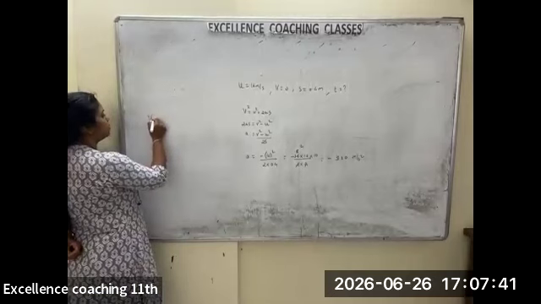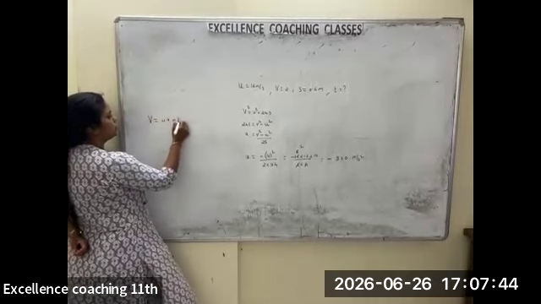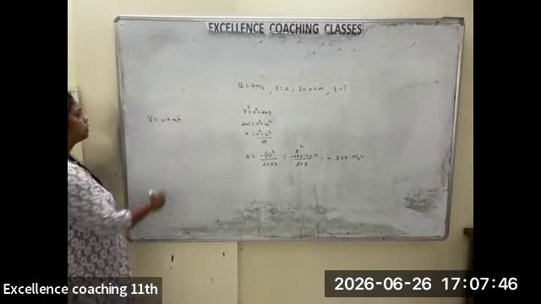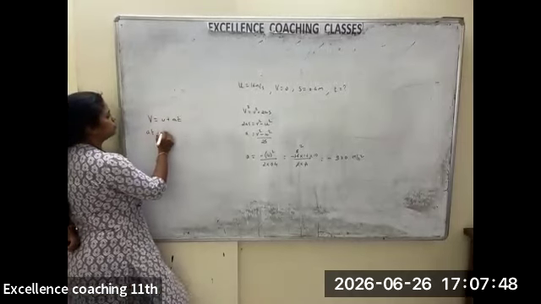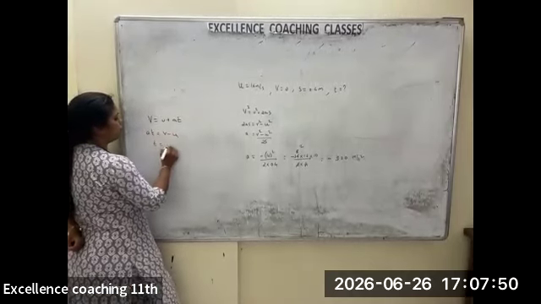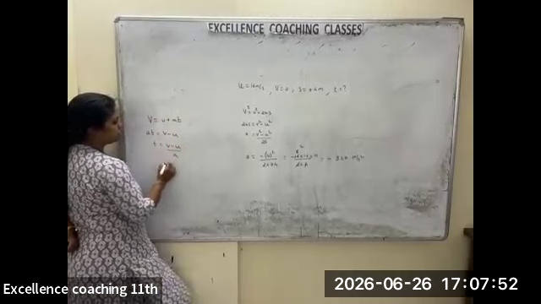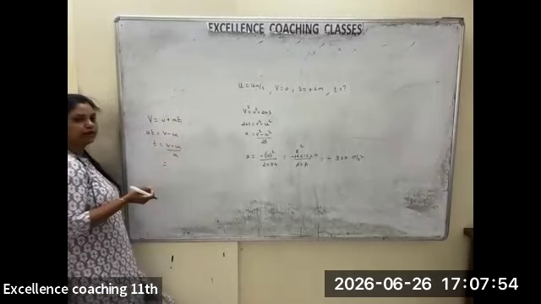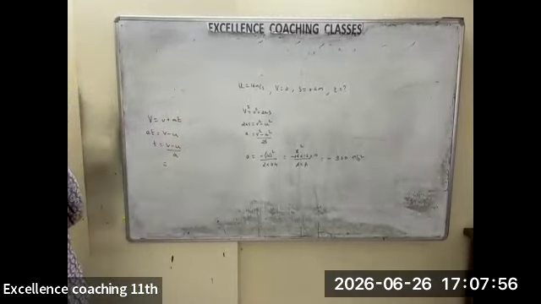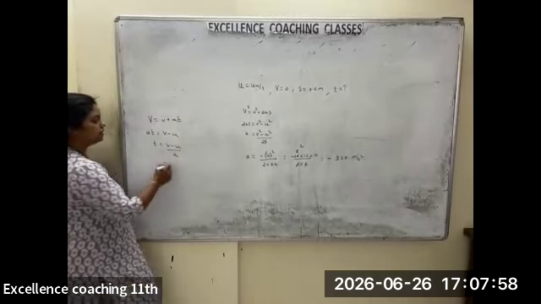Now put it in any one of the equations to get the time. So T will be V minus U upon A. When finding a term, always try to keep it on one side and take all the other terms on the other side.